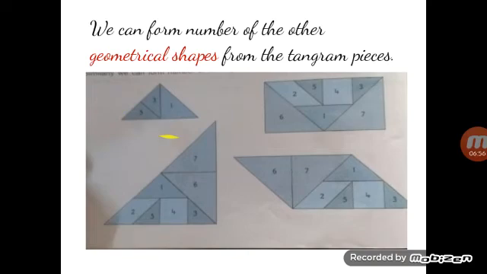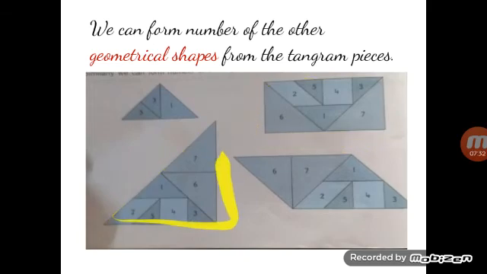Clear? So with the help of those tangram pieces we can make other geometrical shapes also. Now here also you can see you have to adjust the pieces of paper. Those 7 pieces of paper you have to rearrange and adjust in such a way that you can get a triangle shape or rectangle shape. So here number 1 is triangle, 4 is square. So you have to adjust it in such a way that you can get this geometrical shape.